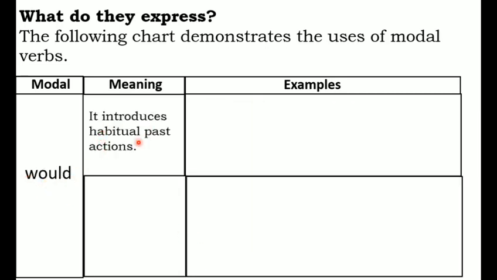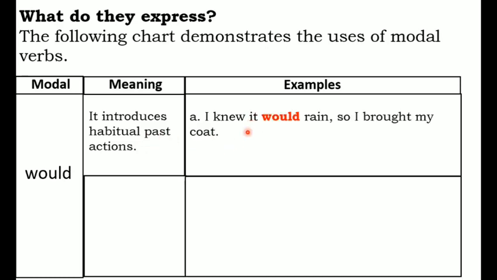Next, modal is would. First meaning is it introduces habitual past actions. Nag-i-introduce siya ng habitual past action. Ibig sabihin, yung palaging ginagawa doon sa nakalipas. Okay. Example, I knew it would rain, so I brought my coat.